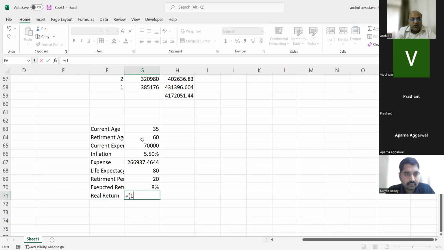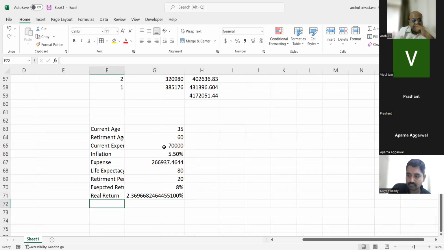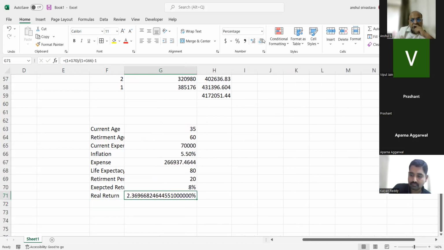Real return would be equal to 1 plus 8% divided by 1 plus 5.5% minus 1, which will be equal to 2.36% nearly. Now we are calculating in the annual mode only. हम monthly में नहीं जा रहे हैं.